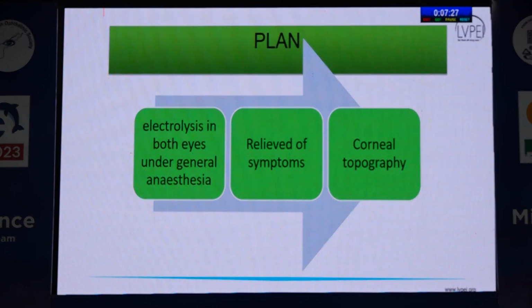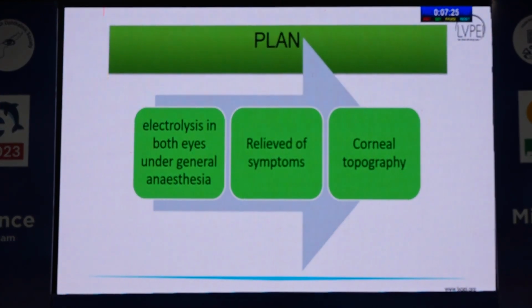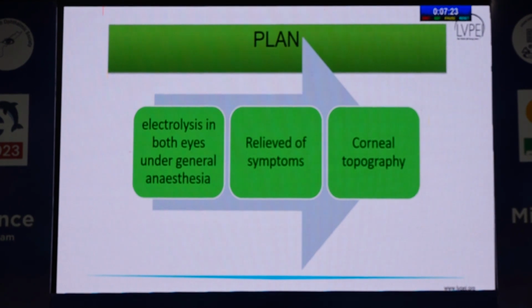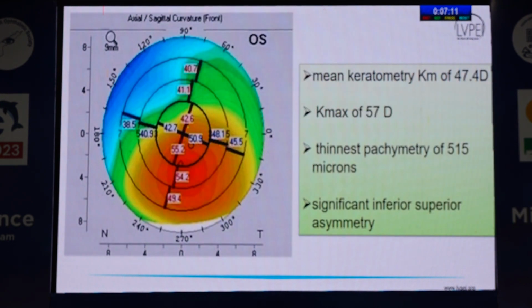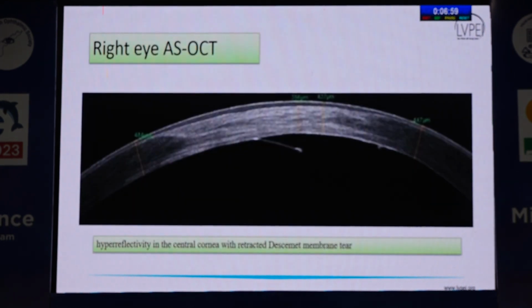So electrolysis was performed in this patient, which gave relief of the symptoms, and after that the corneal topography was planned. In the corneal topography, as we can see in the right eye, due to the presence of scar, there was irregular topography, whereas the left eye showed the features of keratoconus, where we can see the infero-superior asymmetry along with thinning in the pachymetry map. The ASOCT in the right eye shows hyperreflectivity in the center cornea with retracted Descemet membrane tear.